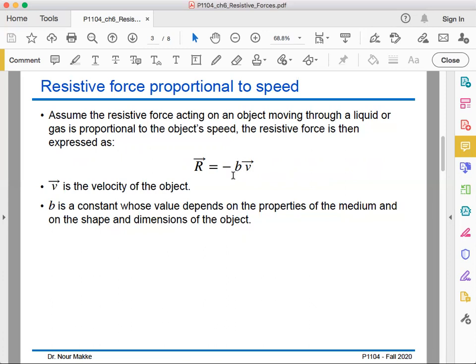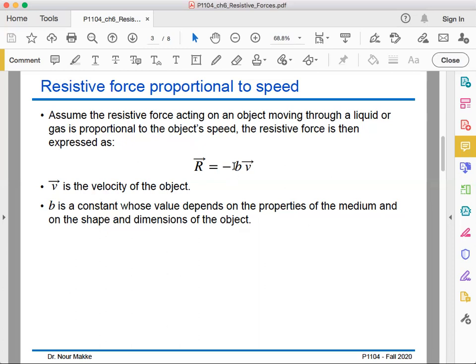So b is called the proportionality factor. And to make sure that R and v are opposite in direction, we have here a minus sign. So this is why the vector R is equal to minus b times vector v. And this minus sign makes sure that R and v are of opposite direction, while the magnitude of R is just proportional to v through the factor b. Don't forget that v is simply the velocity of the object, and b is just a constant.